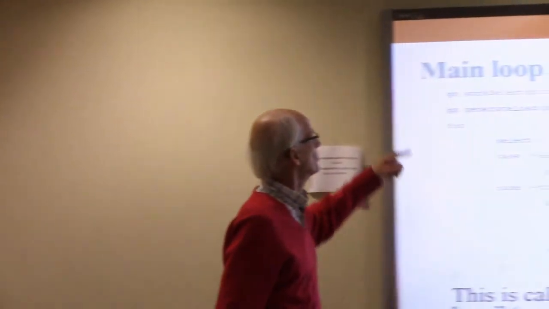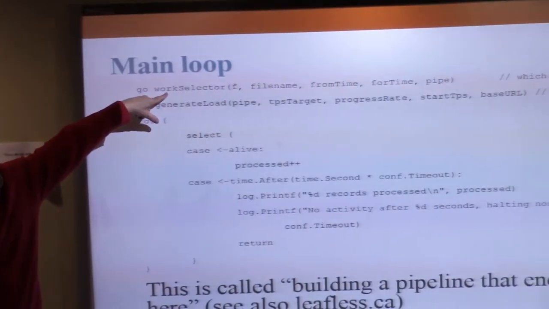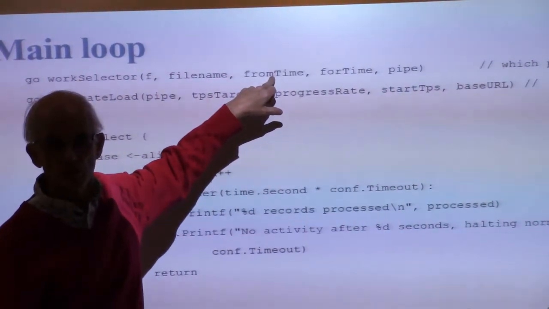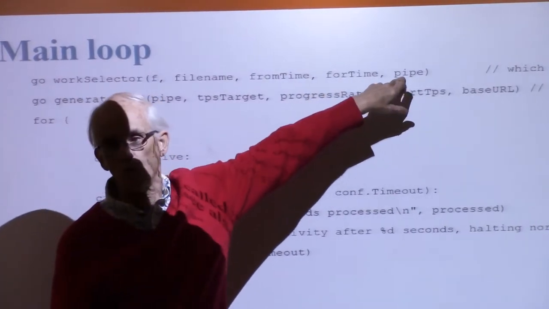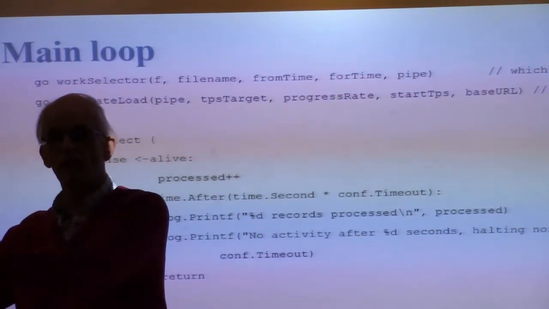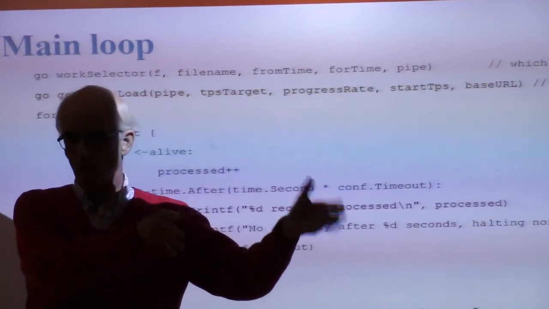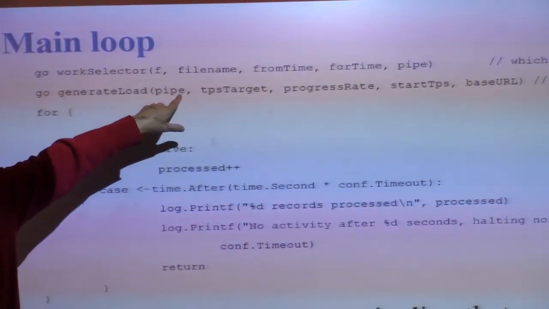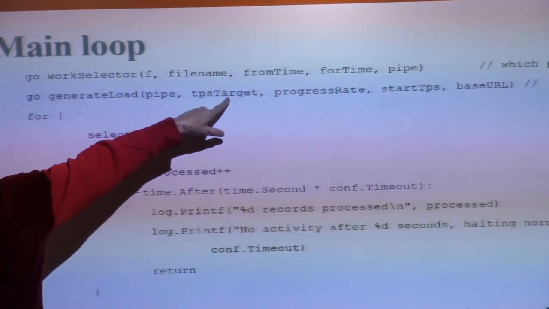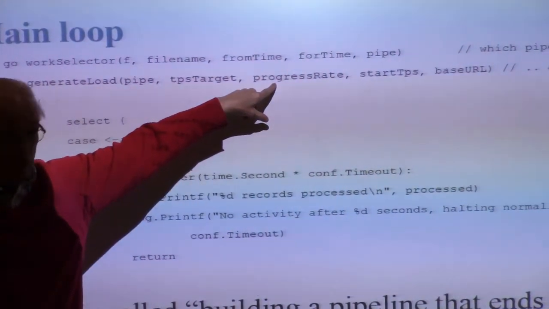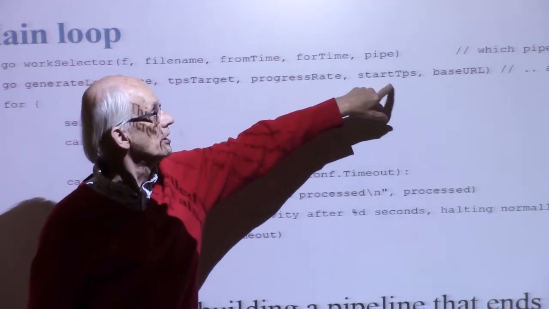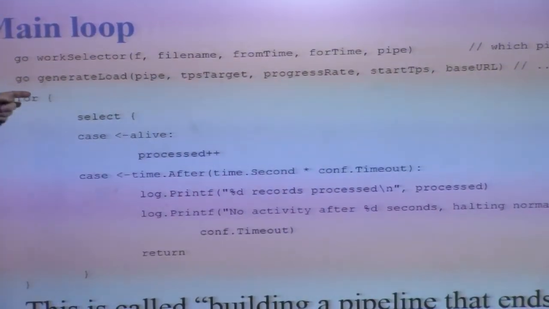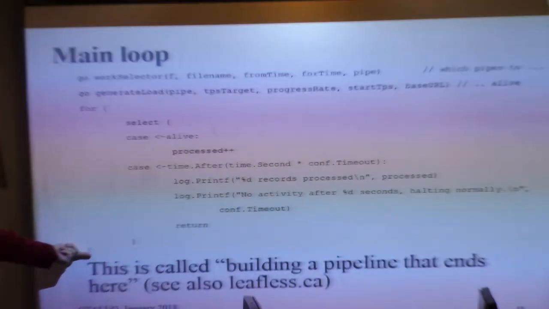It's surprisingly simple. There's read the work from the file, which reads from a particular point to a particular point and writes it to a pipe. So I say select from this input file starting at record 10,000 to 20,000, write it to the pipe. The pipe goes into generate load. I put in the TPS target, a progress rate if I'm stepping it up by steps, I start TPS, and the URL that I'm actually going to beat on. That writes to a pipe called alive, and then this loop runs.